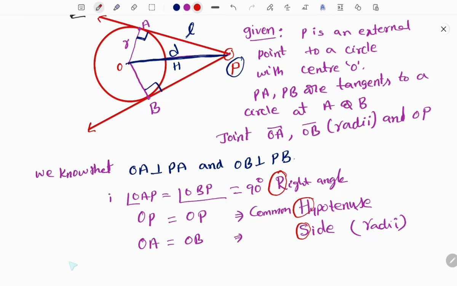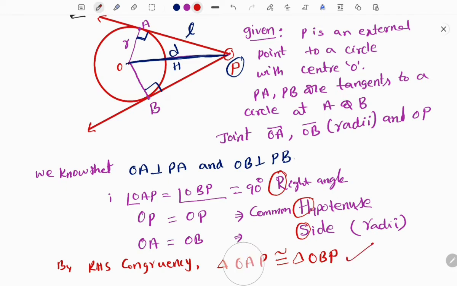So by RHS congruency, triangle OAP is congruent to triangle OBP. Keep it in mind, triangle OAP is congruent to triangle OBP. Now, these two triangles are congruent triangles.